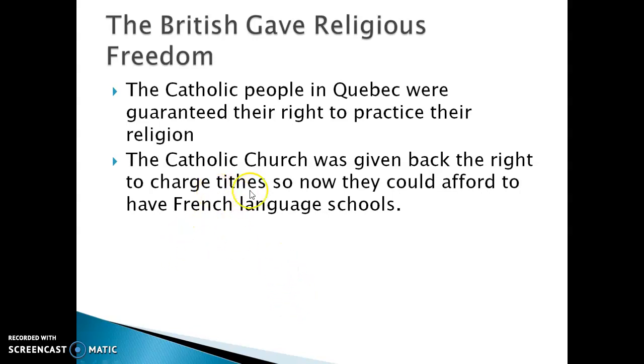So what is a tithe? A tithe is like a tax that the church gets to charge. Usually it's about 10% of your income. So whereas before the Catholic people did not have to pay this, now they did. But now that the church was getting the money, they could now put French language schools in. So some people liked it, some people didn't.